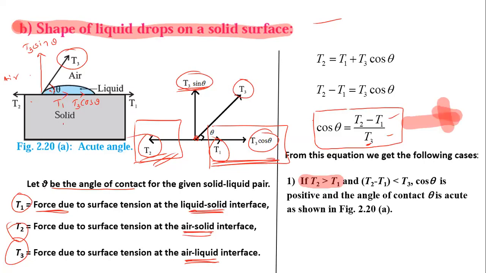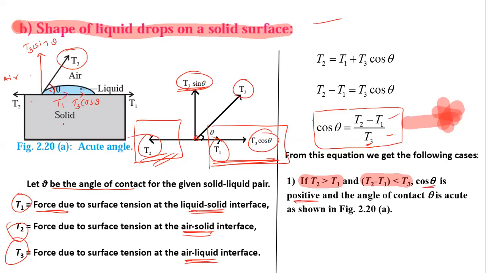In that equation, if T2 is greater than T1, the subtraction is coming positive. Obviously, it is coming positive. And this is the important condition: this is always T2 minus T1 less than T3. Then the subtraction is coming positive, and cos theta is positive.